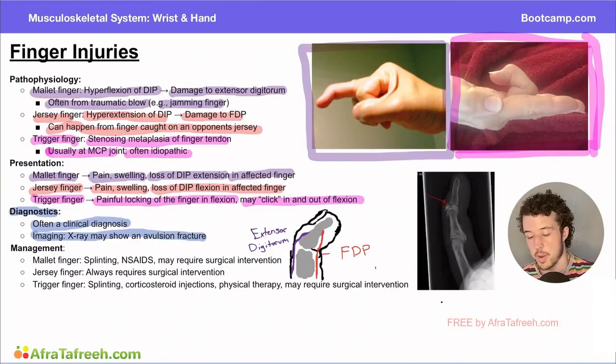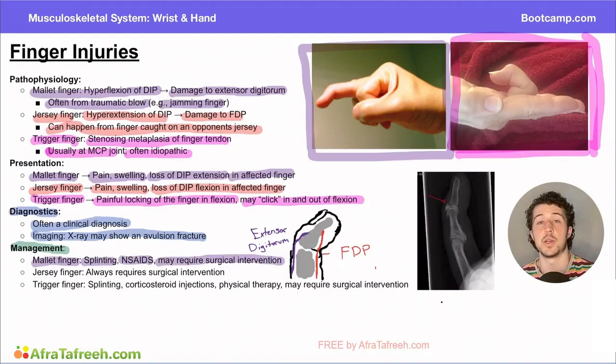And lastly, we'll talk about management of these conditions. Starting with mallet finger, this may be addressed with conservative treatment. We may splint the hand in order to properly rest it, use NSAIDs and analgesics for pain, but it may require surgical intervention, especially depending on the degree of injury.